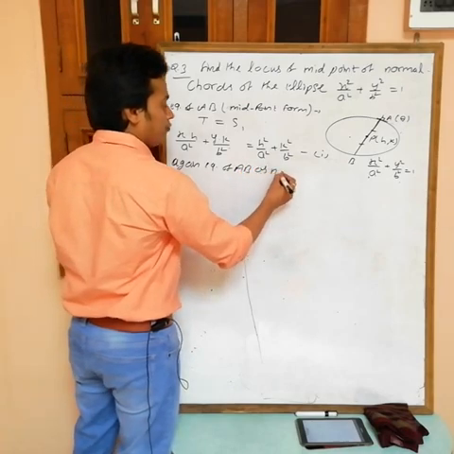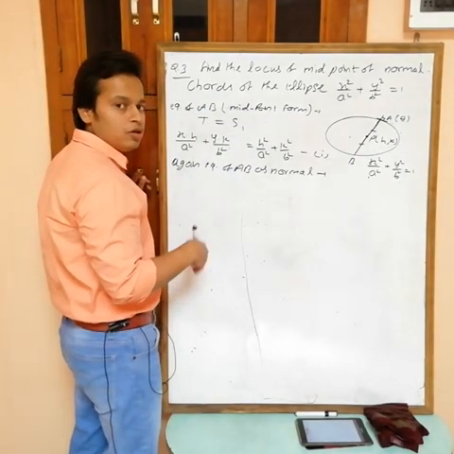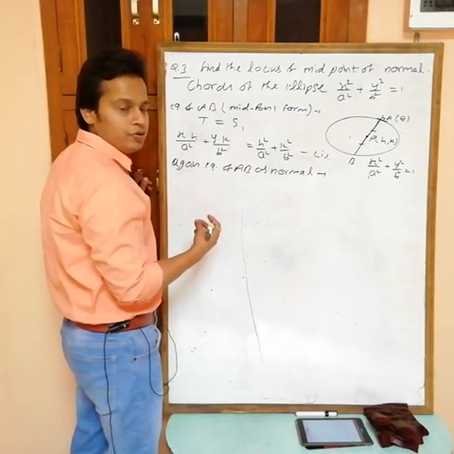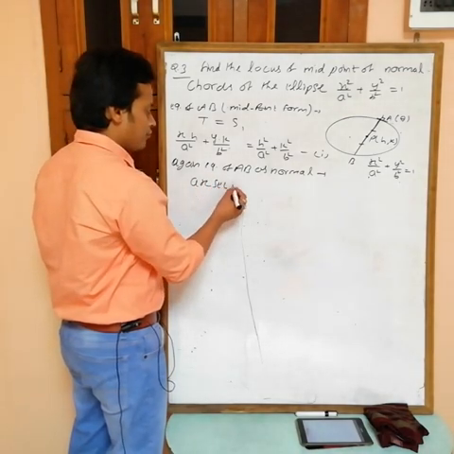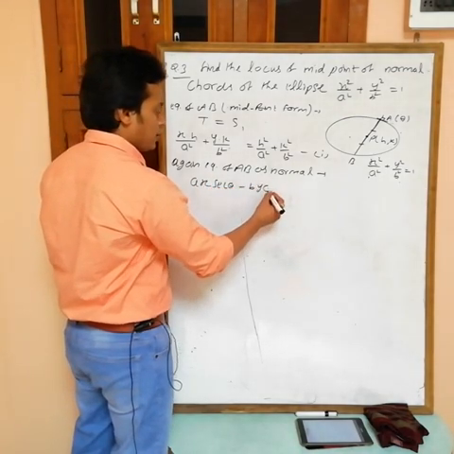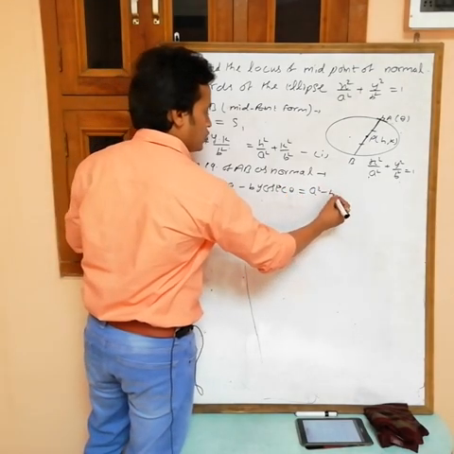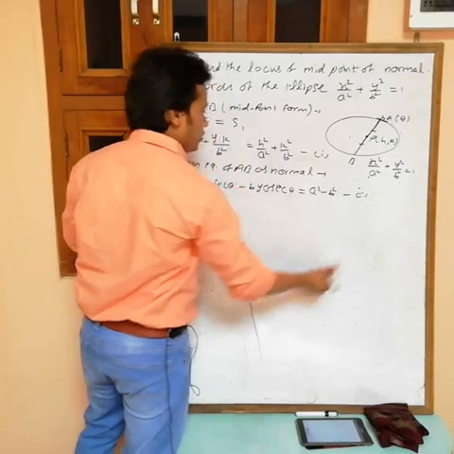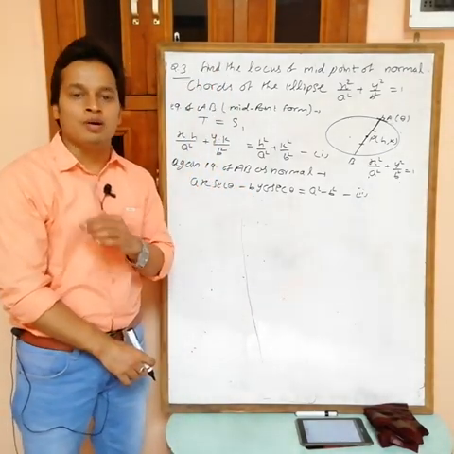Again equation of AB as normal. AB is a normal at A, normal chord. It means normal to the ellipse. So equation of AB is ax sec theta minus by cosec theta equals a square minus b square. First and second both are equations of AB, so compare both.